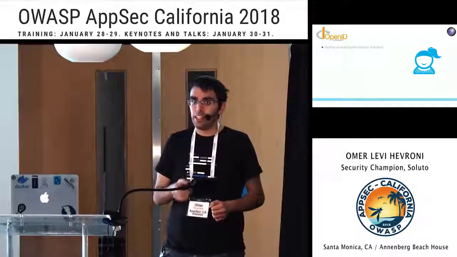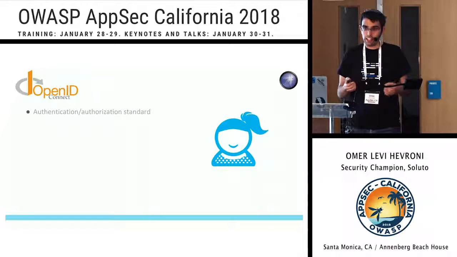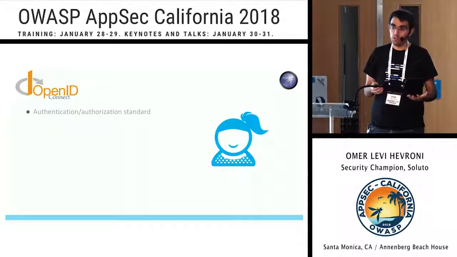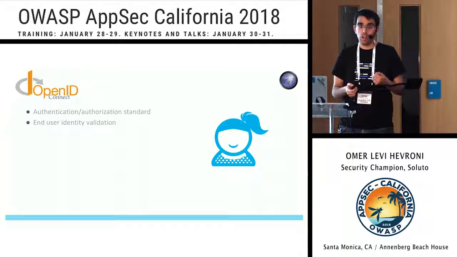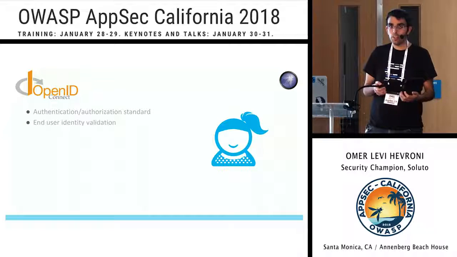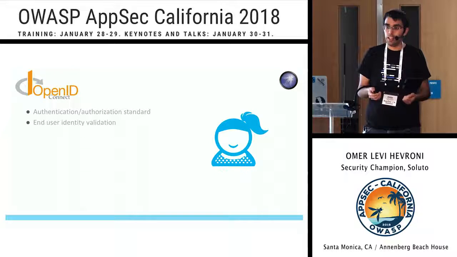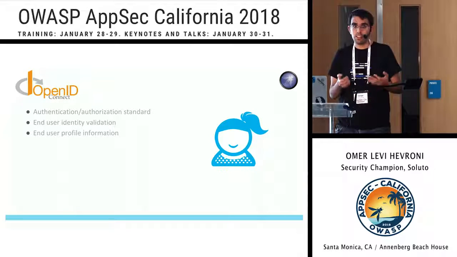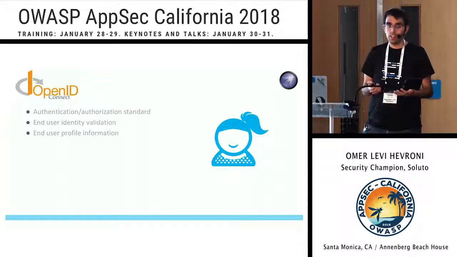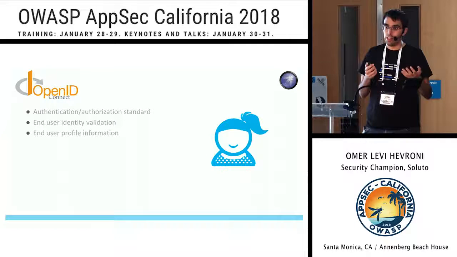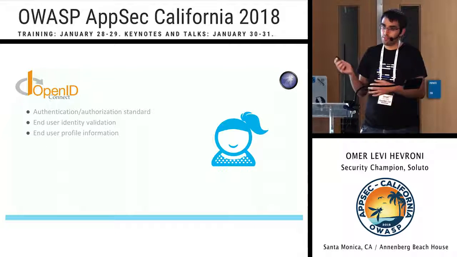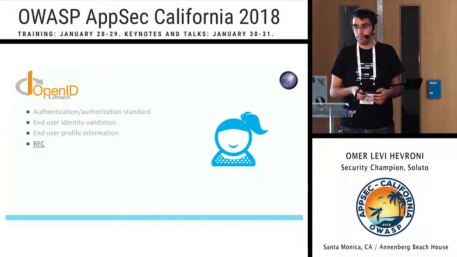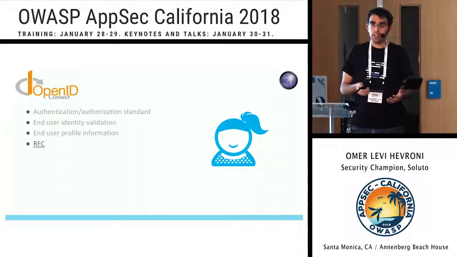So OpenID is a protocol used for authentication or authorization. And OpenID aims to give two things. The first thing, it gives us a way to validate the end user identity, what we call authentication. And the second thing, it gives us profile information about the user, so we can use this profile information for authorization. And of course, it has an RFC. You can check it out later. So how does OpenID work?